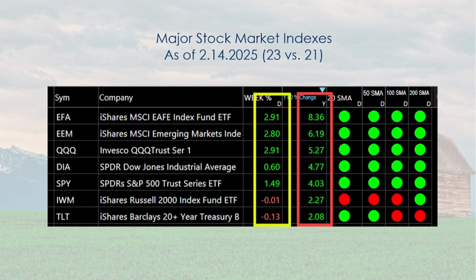they're above or below their 20, 50, 100, or 200-day moving averages going from left to right. The Russell 2000 is the most negative. It misses 3 of those moving averages, and then the bonds miss 2 of them, but otherwise they're all green.